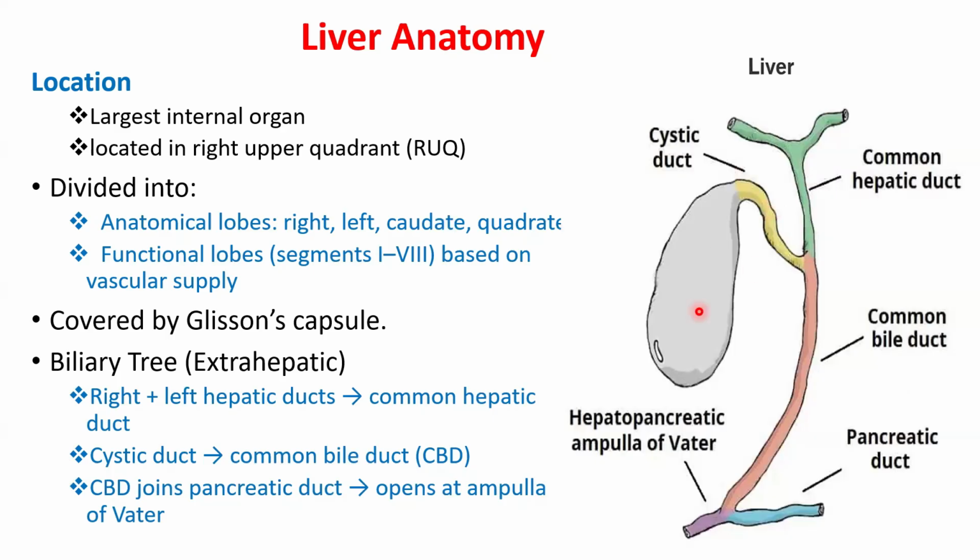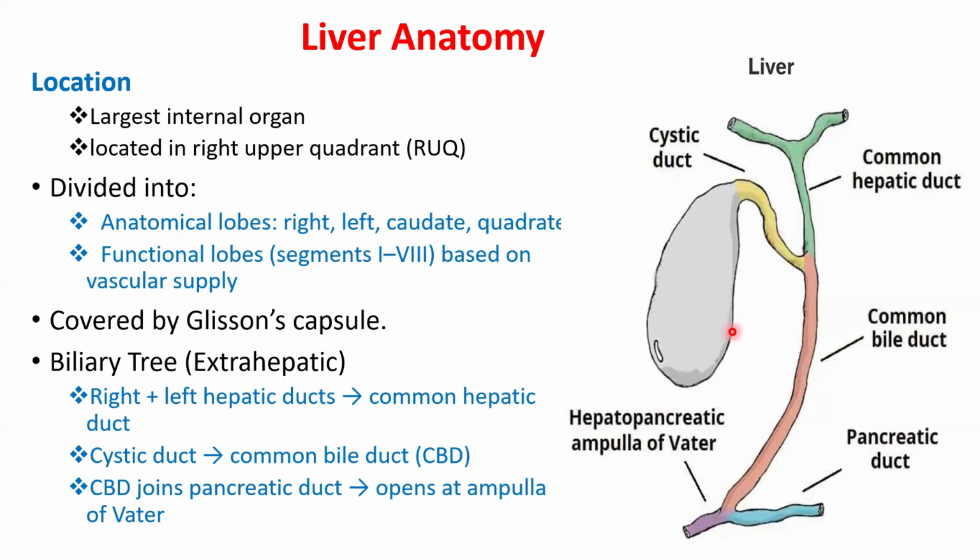This is the gallbladder, which gives us the common bile duct. And then the common bile duct is joined by the pancreatic duct to form this hepatopancreatic ampulla that drains into the duodenum, that we will see. So that's the biliary tree.